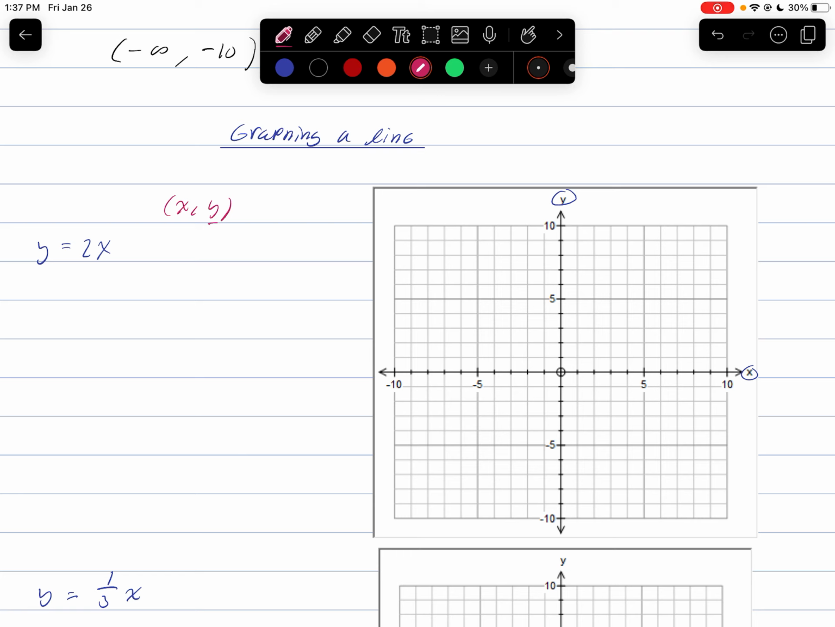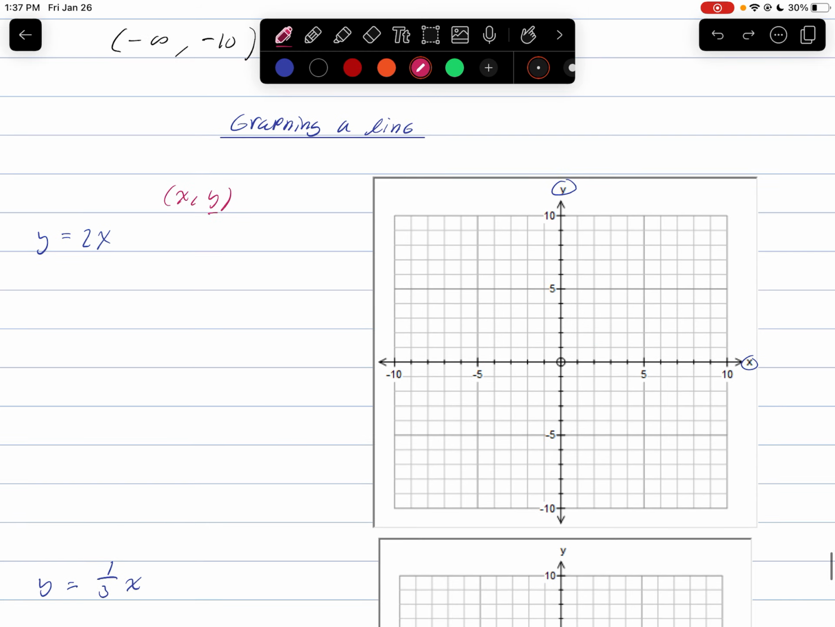Okay, so if x is positive, you're going to go to the right. Your x value. So if x equals 2, you'd go to the right 2 on the x-axis. And if your y is positive, you're going to go up. If it's negative, you're going to go down. So if y was 2, you'd go up 2. And so you'd have the point (2, 2), and that would be right about here. You go to the right 2, and then you'd go up 2. Okay? So that's basically how the graph works.